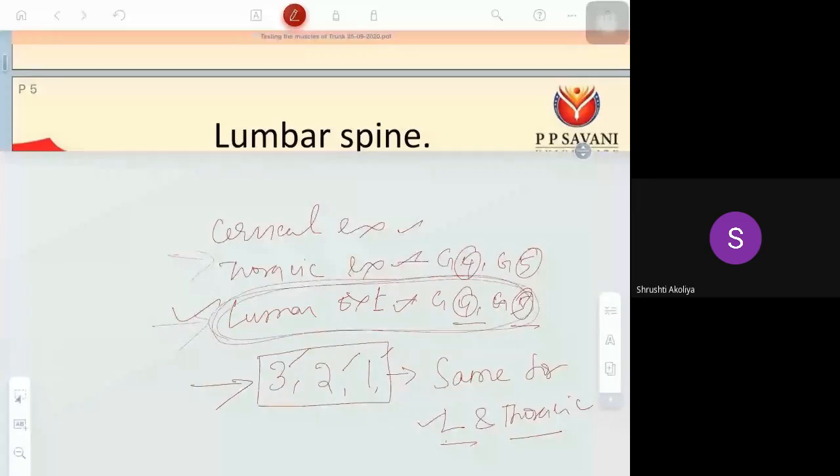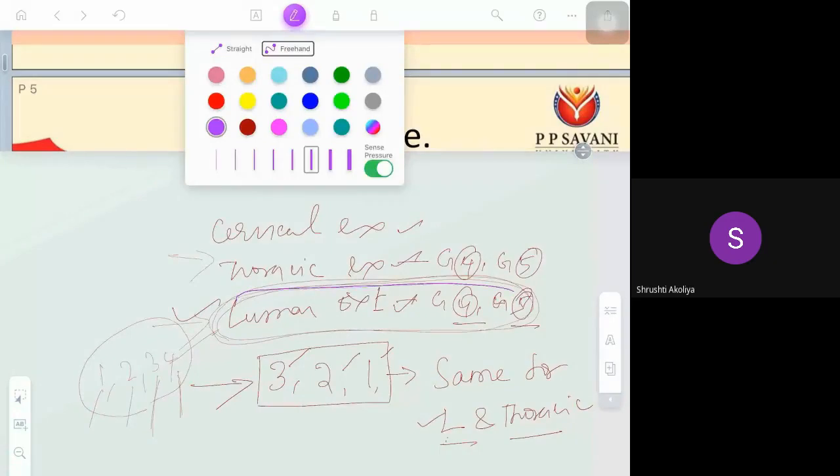Clear? Here we are discussing 1, 2, 3, 4 points. That is position of patient, position of therapist, testing position and instruction. Test and instructions. We are discussing for lumbar spine now. Okay.